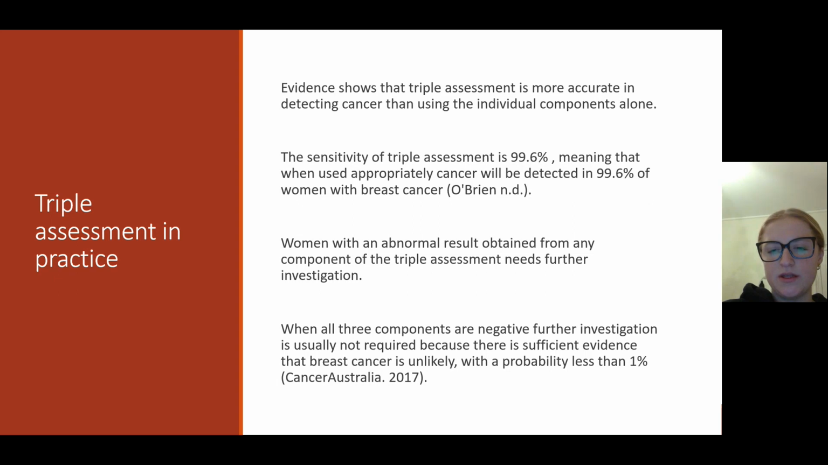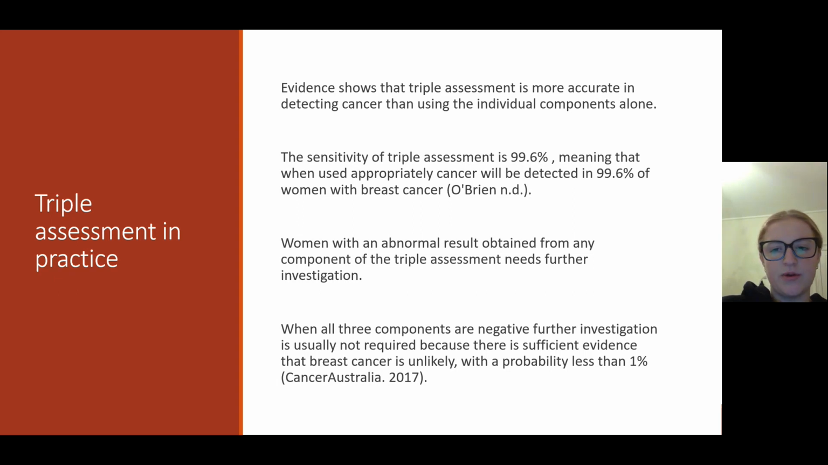When all three components are negative, further investigation is usually not required because there is sufficient evidence that breast cancer is unlikely, with a probability of less than 1%. Only when symptoms persist or there are risk factors such as a strong family history, a specialist opinion may be warranted. CT scans, chest x-rays, and liver ultrasounds may be needed to check whether the cancer has spread to other parts of the body. An important part of breast cancer management in the UK is screening programmes.